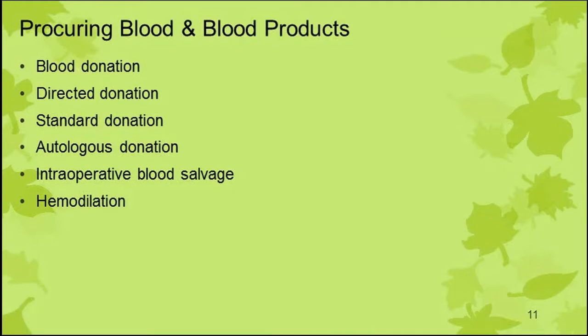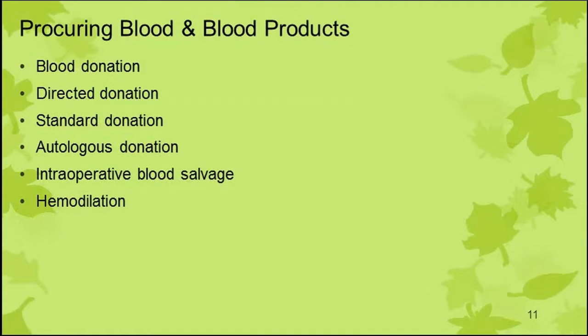Autologous donation is where the patient goes in and donates their own blood. They collect their own blood for future use. You can review the advantages and disadvantages of autologous donation. I think it's on page 890, kind of goes into that.